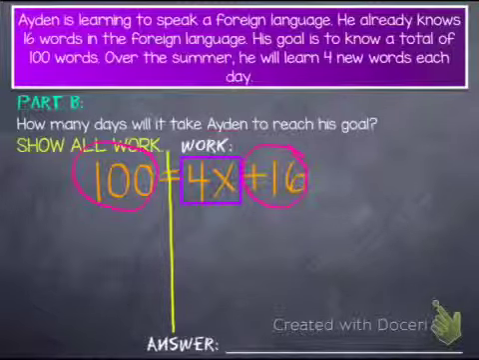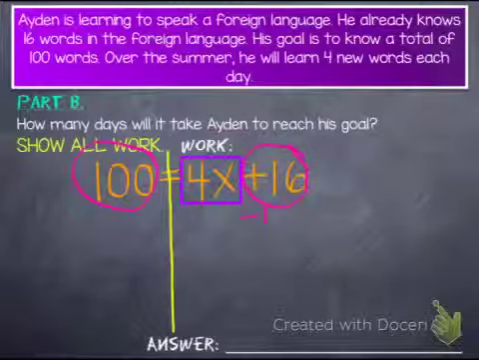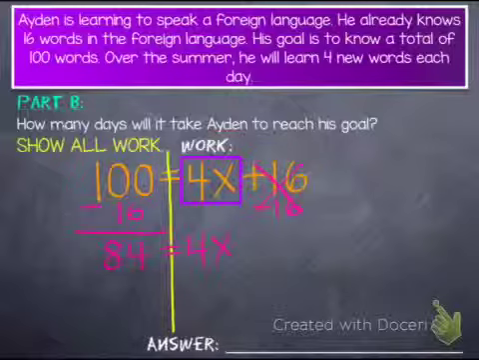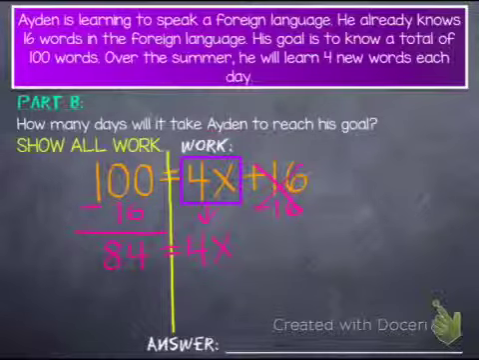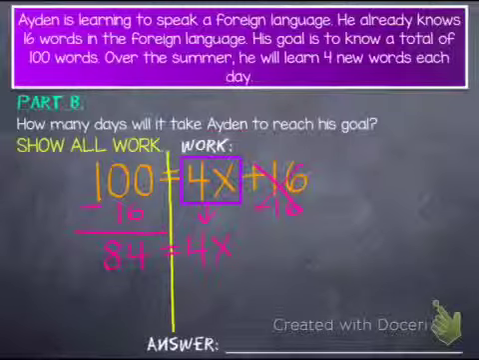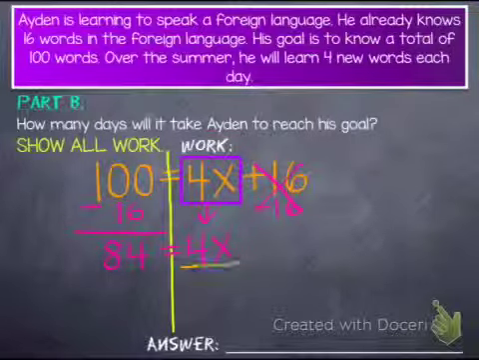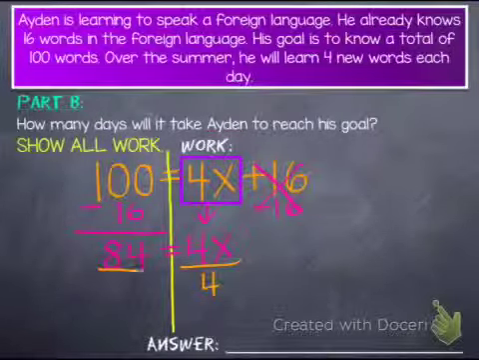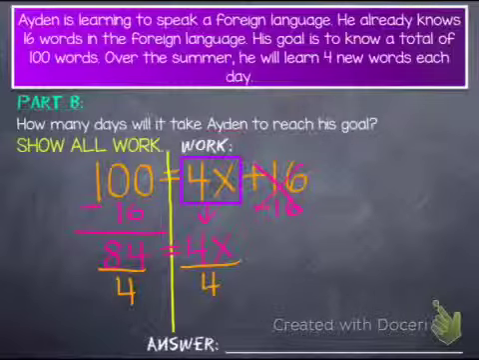So I'm going to move 16 over here. I'm going to do the opposite of plus, which is minus 16, which gives me 84, and I'm going to bring down my 4x. So now I have x isolated, but it is being multiplied by 4. So to get rid of times 4, I actually want to divide both sides by 4. If I do it to one side, I must do it to the other.